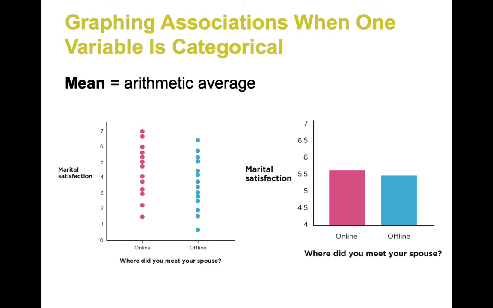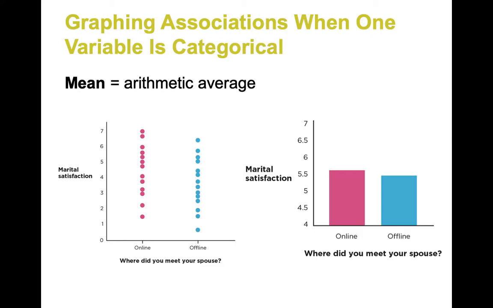Okay. So what you see here on the left is a scatter plot of data in which one variable, marital satisfaction, is quantitative, and the other variable, which is where the person met his or her spouse, either online or offline, is a categorical variable. Remember that with categorical variables, the values are categories. So it's possible to calculate a correlation between these two variables, and in this case, the correlation is 0.06, which is a small correlation.